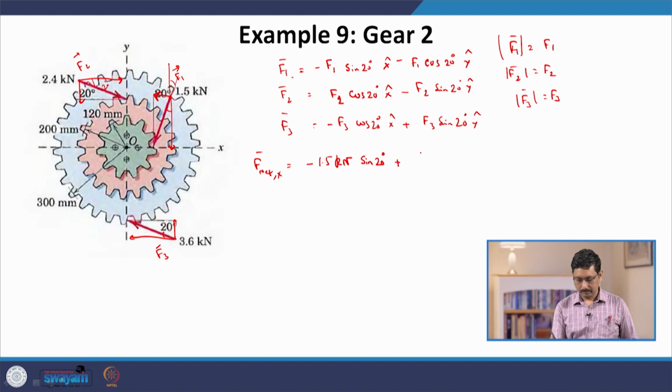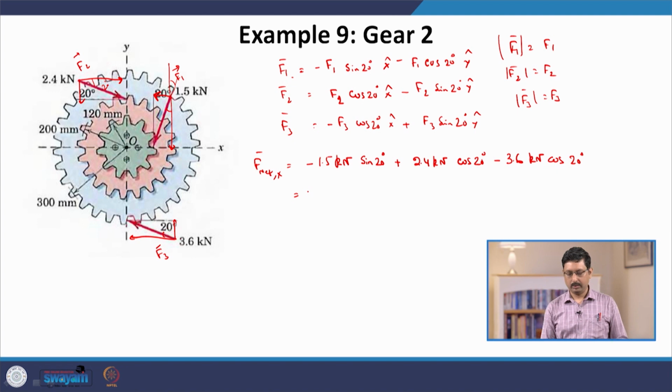plus 2.4 kilonewton times cos 20 degree and minus 3.6 kilonewton times cos 20 degree. Now, the scale kilonewton kN represents 1000 Newton. So, now if you plug in the values, you will get the final answer, 641 kilonewton.